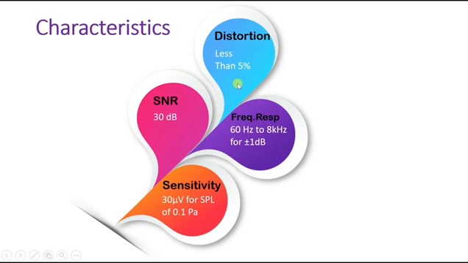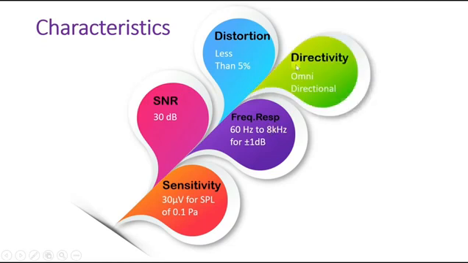Now for a standard microphone, the frequency response should be there for frequencies up to 8 kilohertz, and it should have distortion less than 5%. So we can say this moving coil microphone can be used as a standard microphone, as it has distortion less than 5% and a frequency response up to 8 kilohertz. Directivity is omnidirectional, and we have seen directivity already in detail. So this is the basic characteristic of the moving coil microphone.